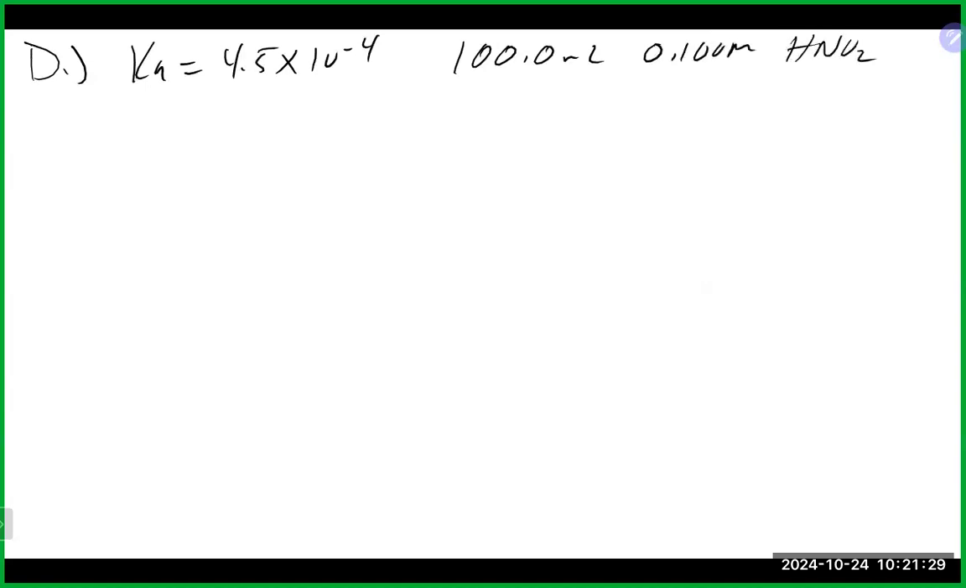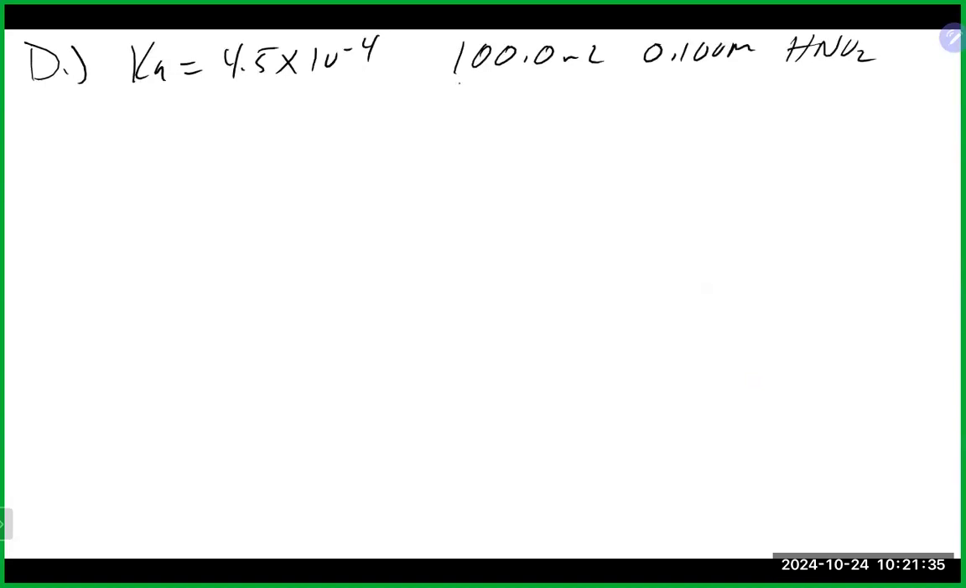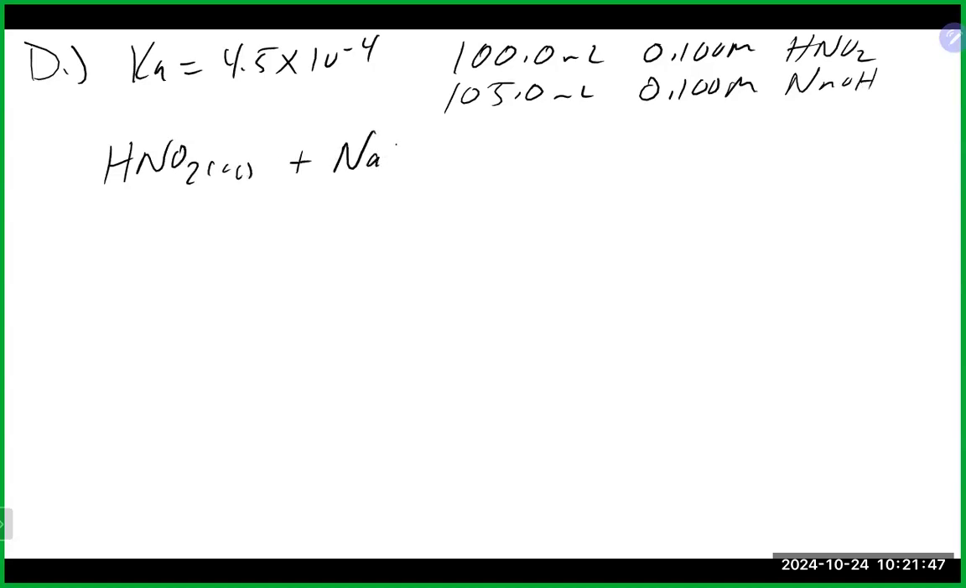So D, still our same Ka, 4.5 times 10 to the minus 4, still starting with 100 milliliters of our 0.1 molar nitrous acid. And it was 105, I think, yeah, 105. And we're going to add 105 milliliters of our 0.1 molar sodium hydroxide. So again, we're going to get our reaction here, so we can do our ice table. And that is what we're adding, that's what we're starting with in this case, and we're going to get our sodium nitrite and our water.